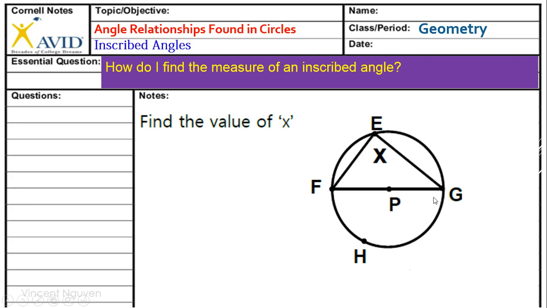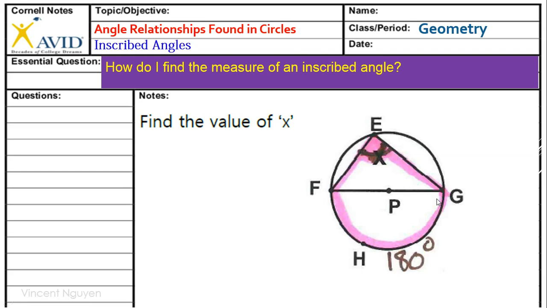But this arc, because it is a semicircle, that arc is 180 degrees. That means x is half of that, which is 90 degrees.